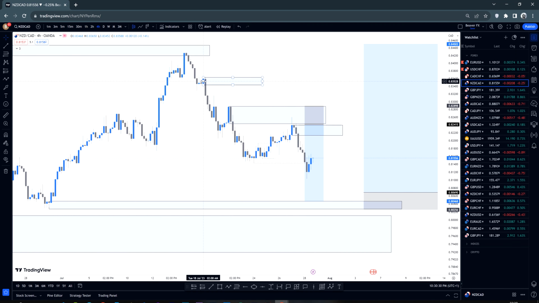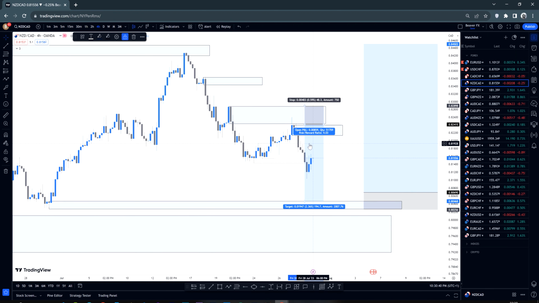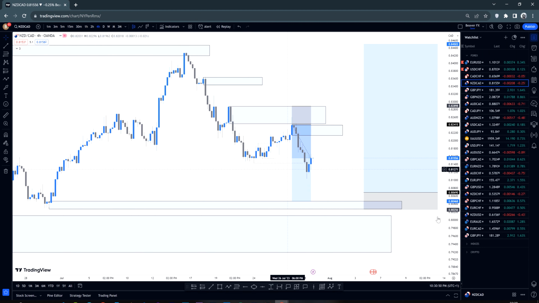So as you can see, I marked the other block here, and I marked this also. This is probably the last one here, so I'll probably mark it as another block. But I think this was the one I actually did initially, so it respected it and came down here. But I wasn't able to take this trade because I was so busy with something else. But yeah, let's see how it goes.